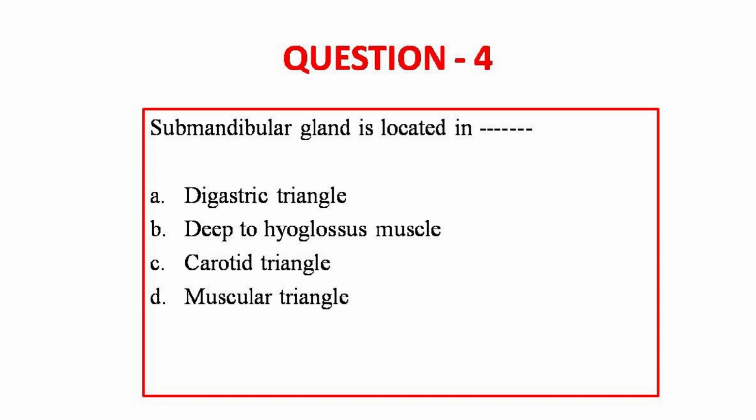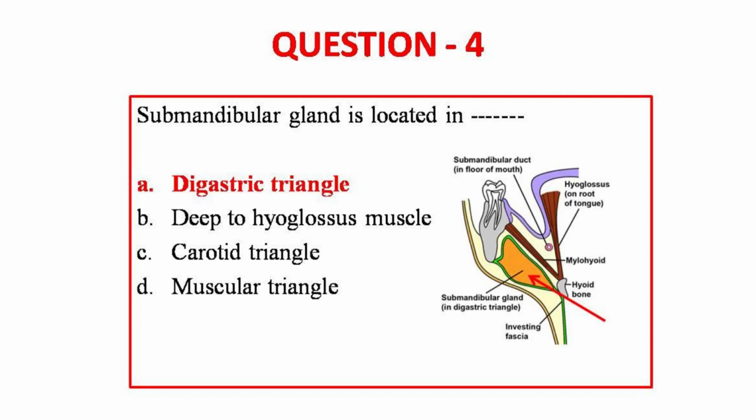Moving on to question 4. The submandibular gland is located in the digastric triangle, deep to hyoglossus, carotid triangle, or muscle triangle. The answer for this question is the digastric triangle. You can see in this picture the submandibular gland, which is enclosed in the digastric triangle. Please have this in mind: the submandibular gland is present in the digastric triangle.